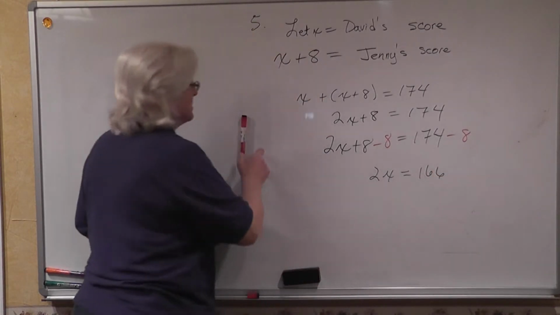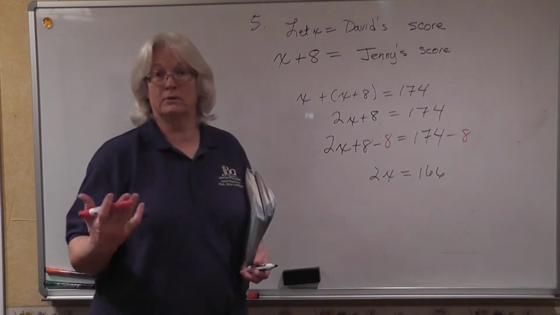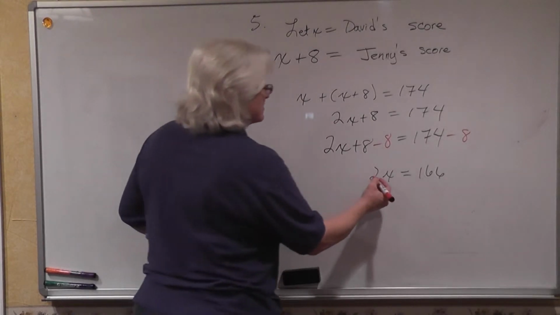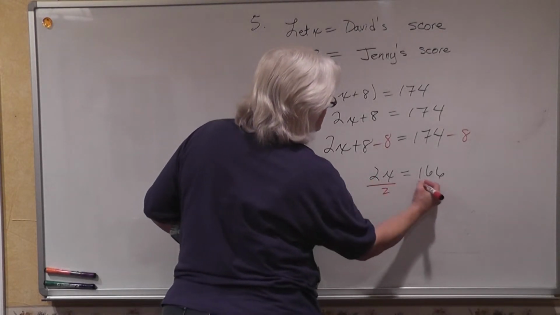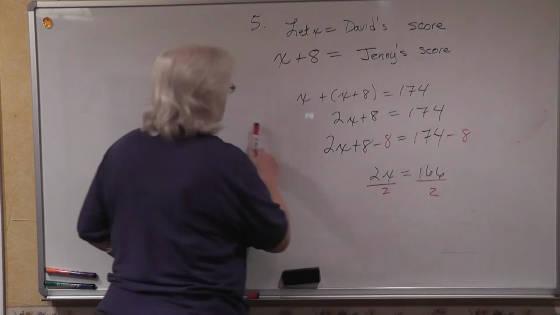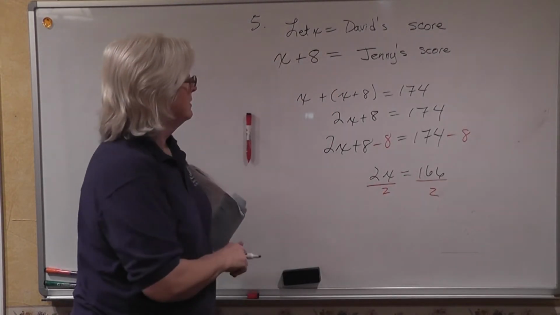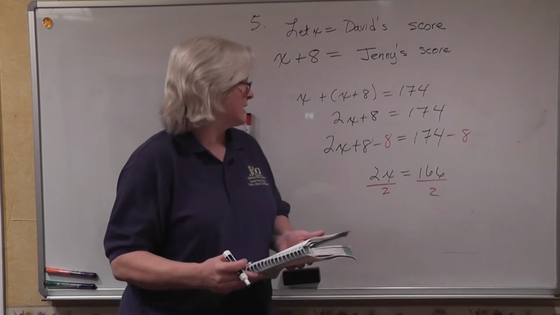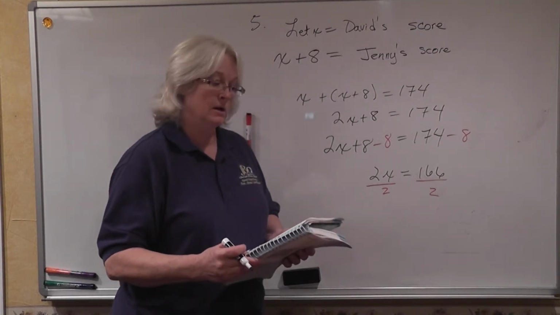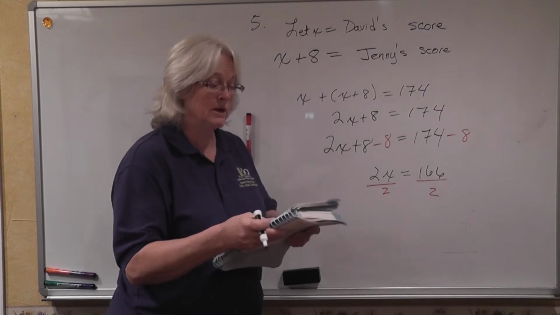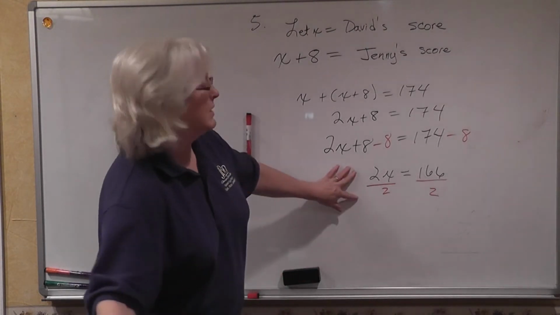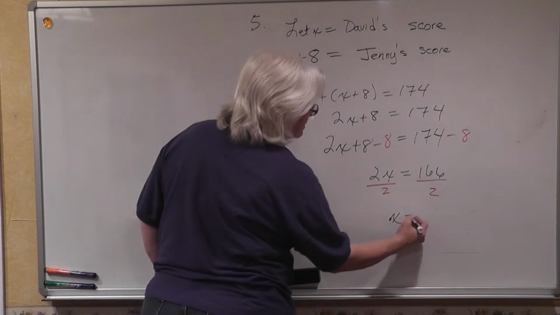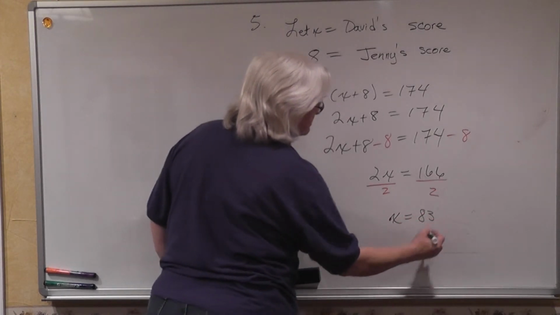166. Do I care what 2x is? No, I really don't. I'm trying to solve for x. So I'm going to divide both sides of this equation now by 2. 2x divided by 2, and I'm checking here to make sure I get the right thing. I'm going to get 83. When I do this arithmetic here, I have x is equal to 83.